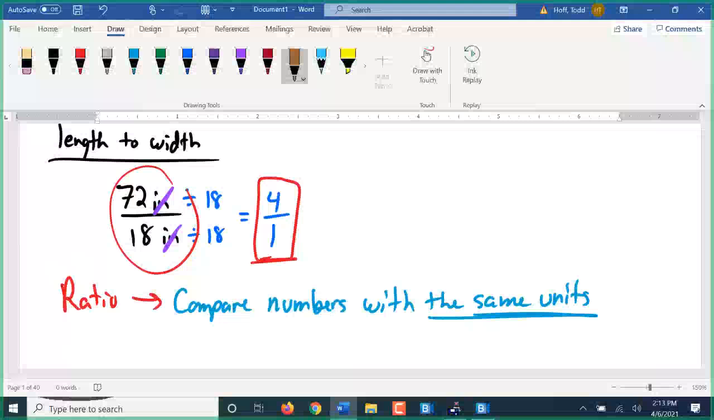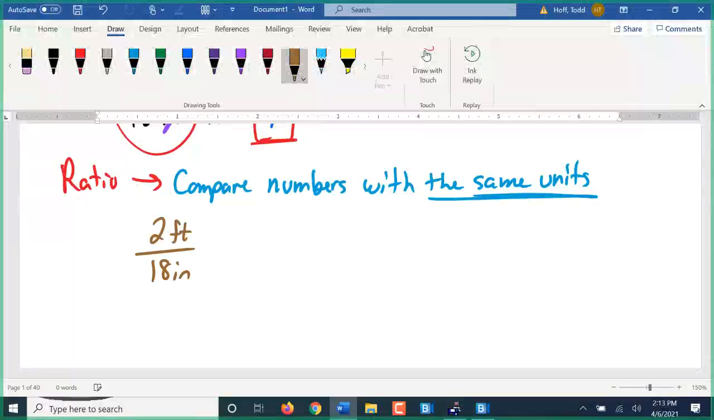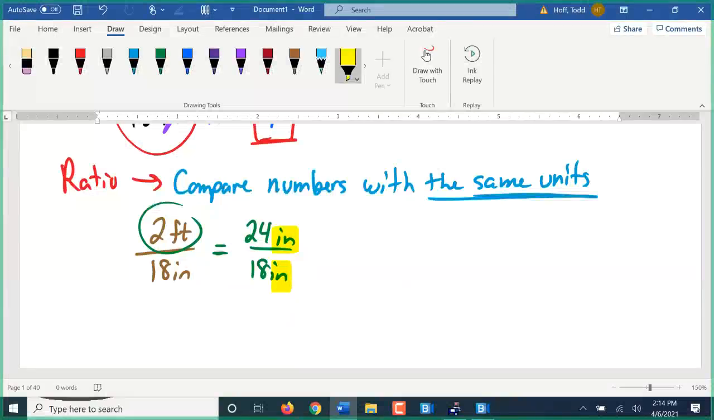So if I have something like 2 feet compared to 18 inches, that's not a ratio. Now, fortunately, I can change the name of that 2 feet, and I can change it to 24 inches. And now it's 24 inches to 18 inches, so it is a ratio. I'm comparing things with the same units or same name. The inches will cancel out then. A ratio will always be unitless. It'll have no units because we're comparing two things with the same units, so the units will cancel out.